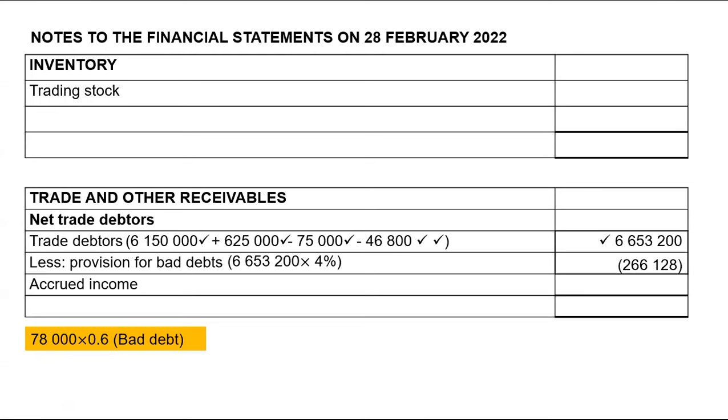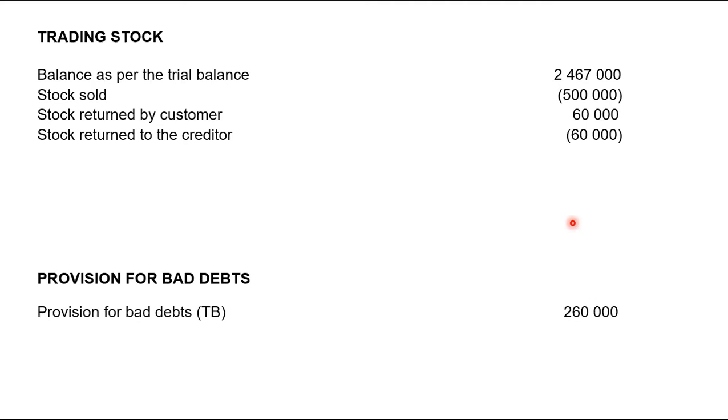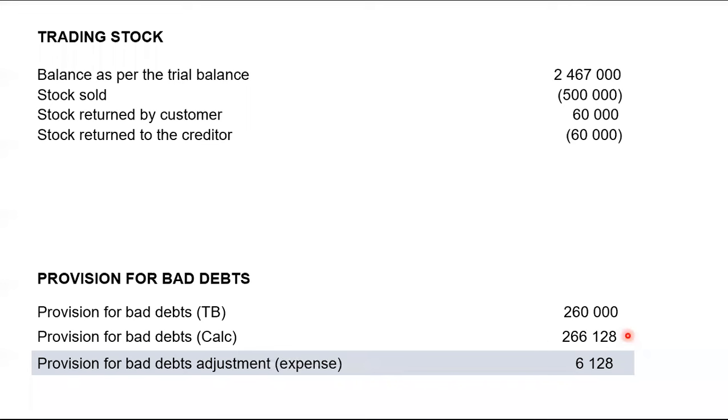Now, this requires me to do a calculation just on provision for bad debts. The provision for bad debts in the trial balance was 260,000. The one that I've just calculated is 266,128, meaning it is more than the one in the trial balance. Since this one is the correct one, I need to increase that one to this one by 6,128. That 6,128 becomes an expense, because it means the one in the trial balance is incorrect. And provision for bad debts is bad news because it's an estimate of future debts that will be written off. We good there?